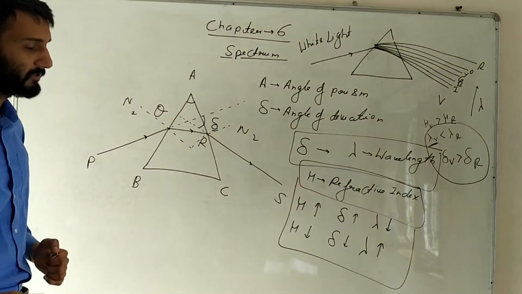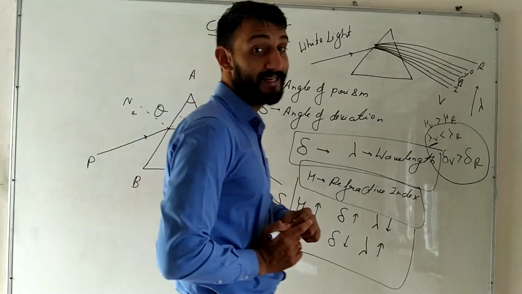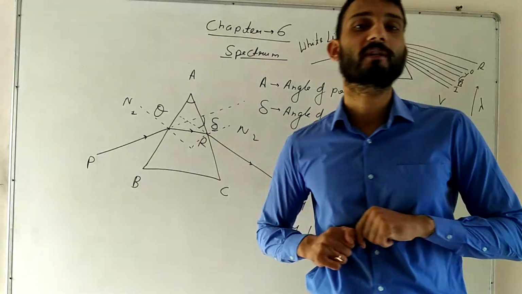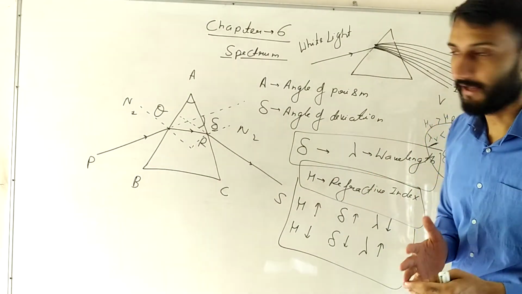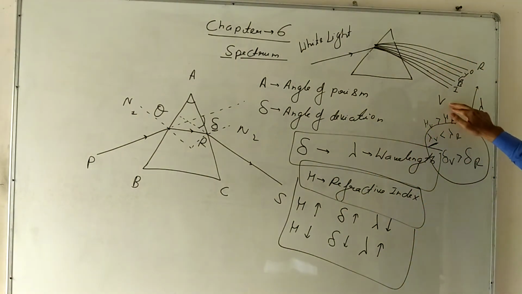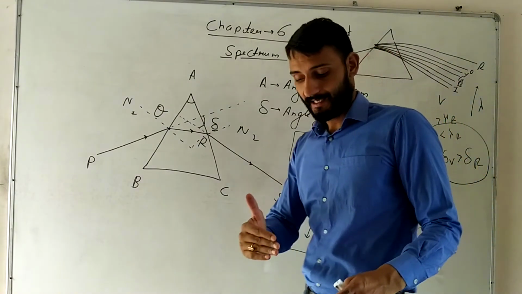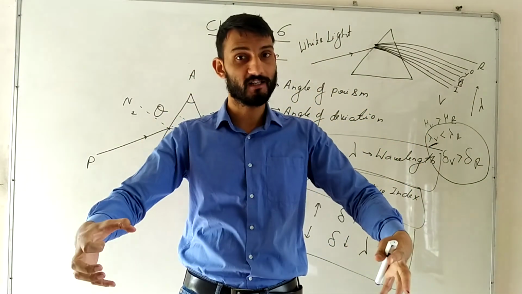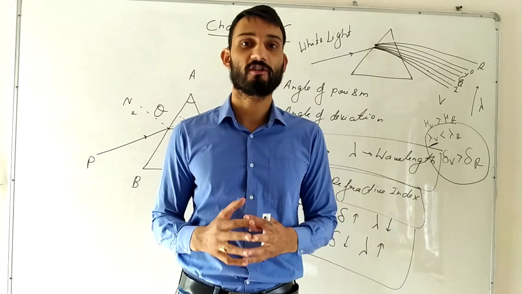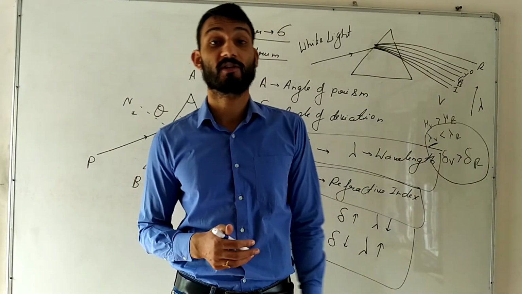Okay. Also, I would like to bring to your notice one important thing: whenever white light passes through a transparent material, it splits up into 7 colors, and the 7 colors from bottom to top is VIBGYOR. This process or phenomenon in which white light passes through a transparent material and splits up into 7 colors is known as dispersion of white light.